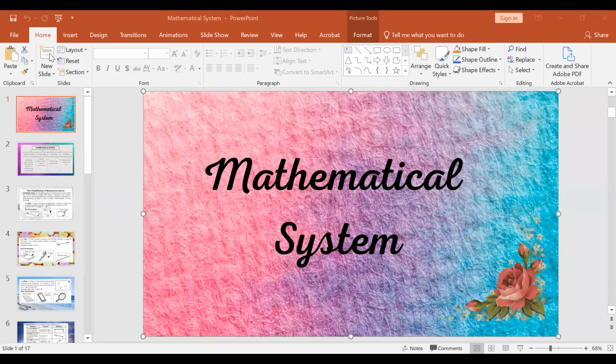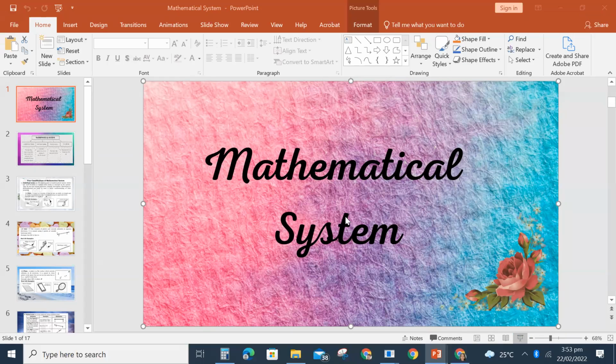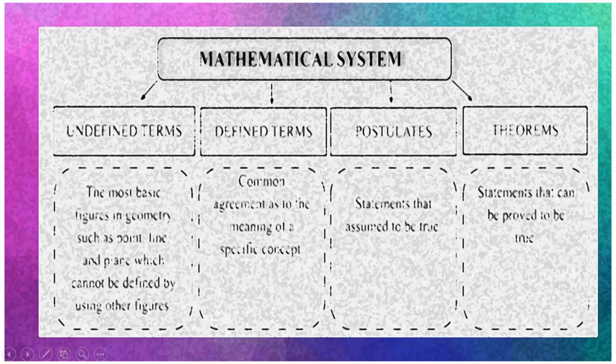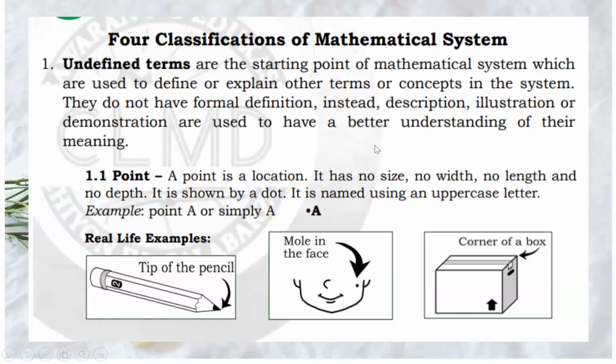So for today we're going to have mathematical system. So let me share my screen. Okay, so mathematical system we have four different kinds. So we have undefined terms, defined terms, postulates, and theorems. So let's start with undefined terms.